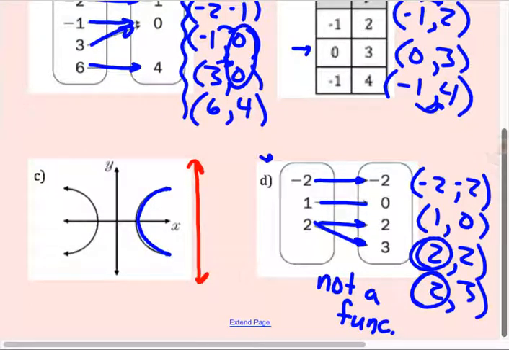We're going to use the vertical line test on this. And I can see right here, it intersects the graph at 2 different points. Well, this x value and this x value are the same. So this is not a function. It doesn't pass the vertical line test. If you continue on, it would not pass the vertical line test here. So this is not a function.